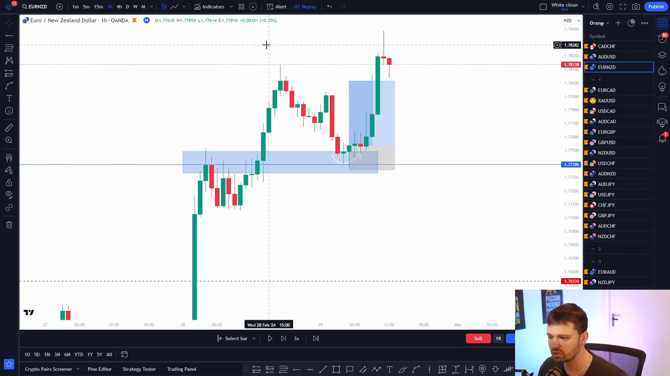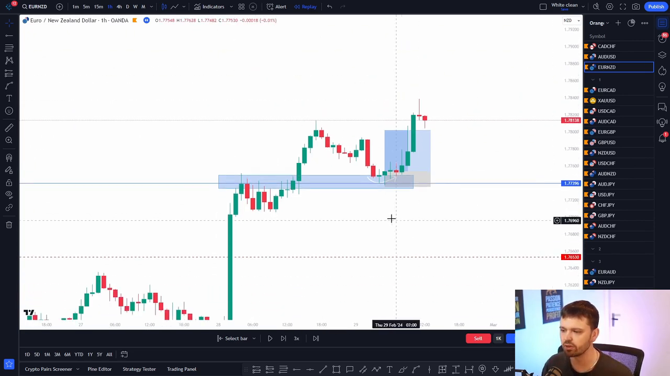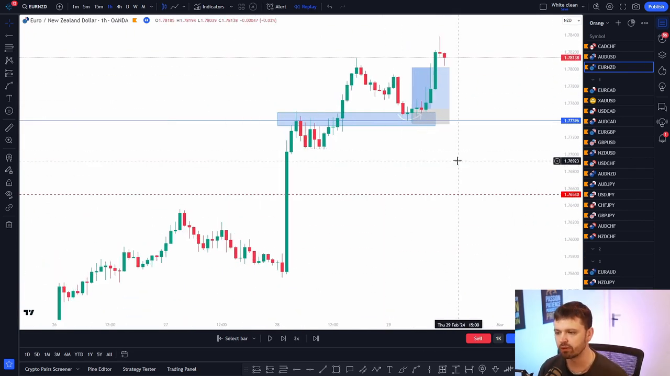Look at that. Absolutely beautiful, perfect reaction to that level. So that's another example of a break and retest using horizontal levels and using the lower time frames for confirmation, and then putting the stop loss below the low of the confirmation structure.